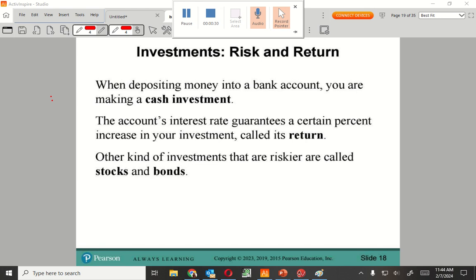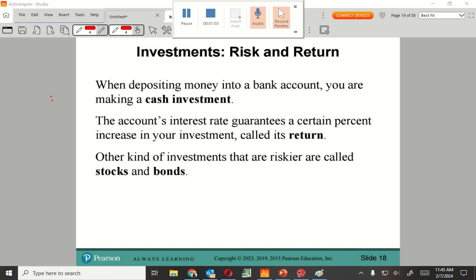So when depositing money into a bank, you are making a cash investment. Okay? Going from your pocket into the bank, it is a cash investment. The account's interest rate guarantees a certain percent increase on your investment. It's called a return. So when it goes into a bank, that is a low risk investment, but it's also low return. So it's at the small percentages, like maybe a 1% or less return on your money, as long as your money sits in that account for a long period of time. So that's called your return.